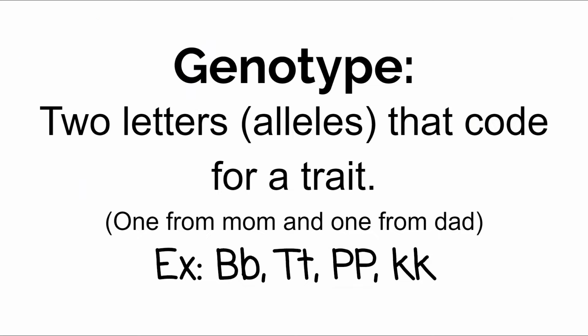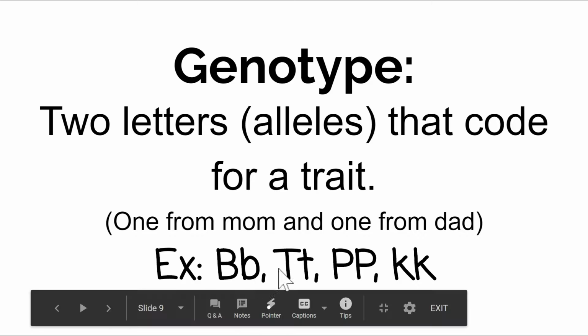Genotypes are what we use to put on each allele. We give a trait a letter, and then the two letters, which we get from the alleles, code for a certain trait. Like big B, little b, big T, little t. Each of those would be an allele. One allele would be a big B, the other allele from the other parent would be a little b. Big T, big P, little k, etc.